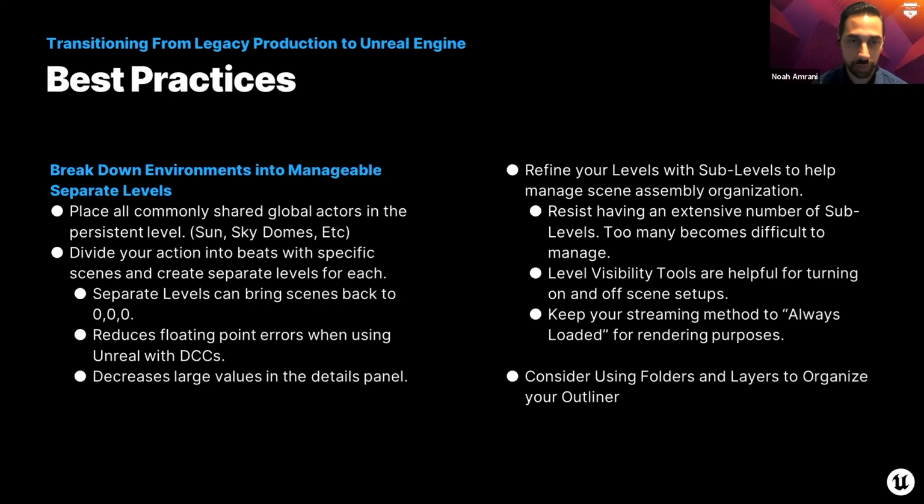And then again, level visibility, like we talked about, there are different tools and ways that you can turn those on and off and have it be visible. And you want to keep that streaming method to always loaded instead of it being called upon by a blueprint, unless you really need it for that reason. And make sure you label folders within the content browser or inside of your outliner as well, so you can really keep things organized in that structure.